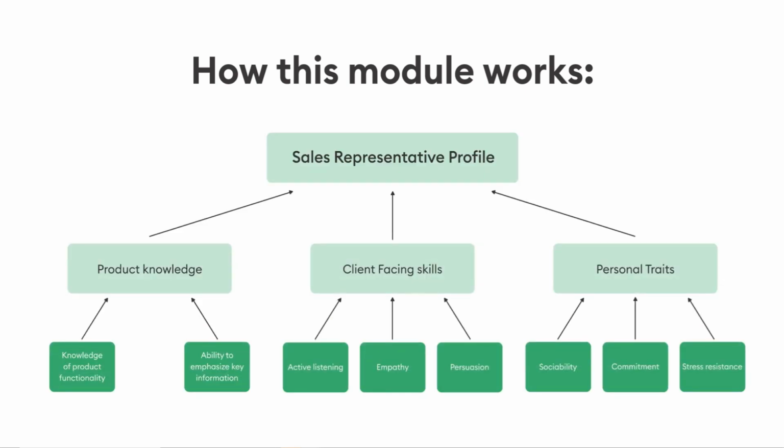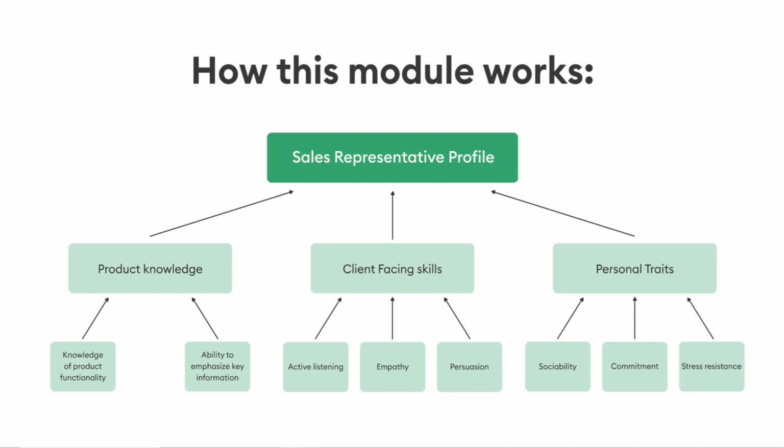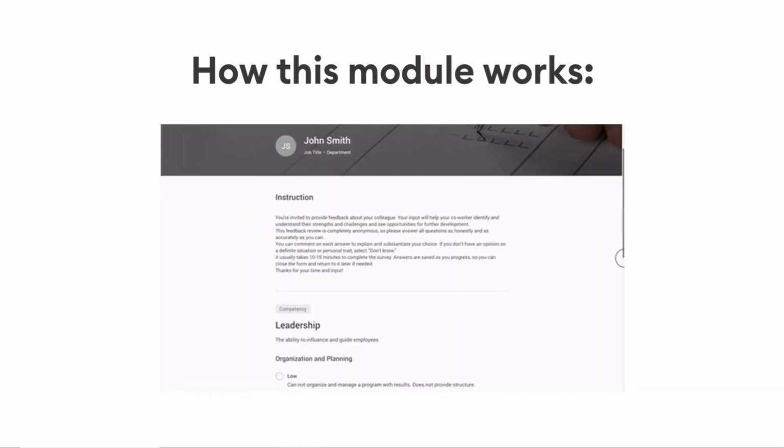Each competency consists of several indicators. For example, the client-facing skills competency will consist of three indicators. The first one is active listening, the second one is empathy, and the third one is persuasion. Then, several competencies should be combined into one competency profile, for example, sales representative profile. Next, you need to create a questionnaire and add one or more competency profiles.